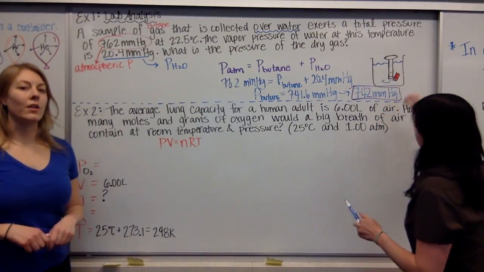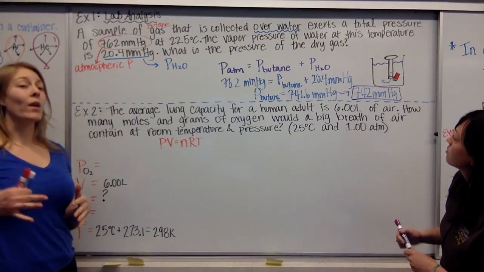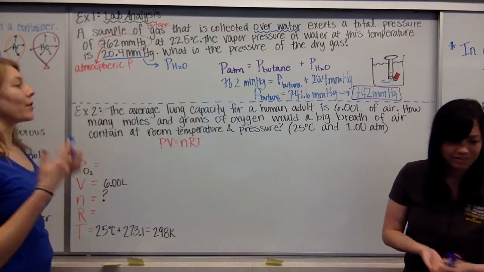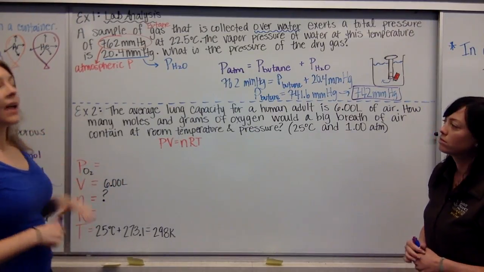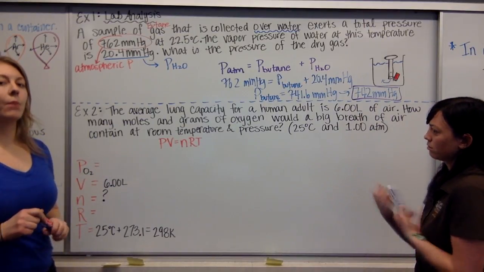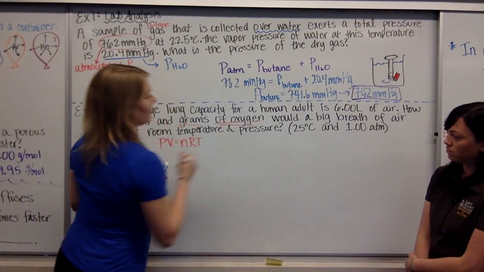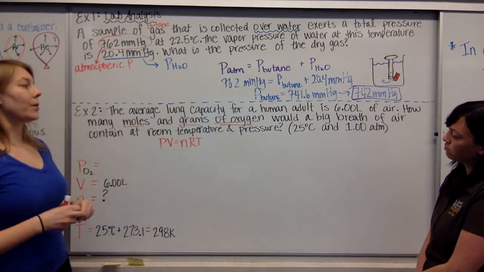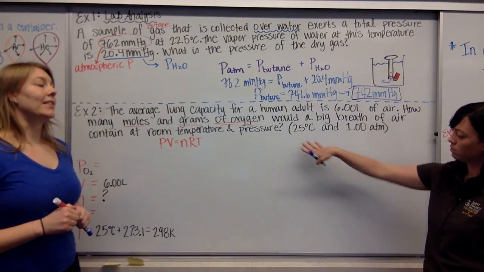All right, so we're going to see one other type of problem when we're dealing with Dalton's law of partial pressures, and that is using it with our beloved ideal gas law, PV equals nRT. So here's a problem similar to what we've seen with the ideal gas law. The average lung capacity for a human adult is 6 liters of air. How many moles and grams of oxygen would a big breath of air contain at room temperature and pressure? And I put in parentheses what room temperature and pressure is. It's the same pressure as STP, but the temperature is different.